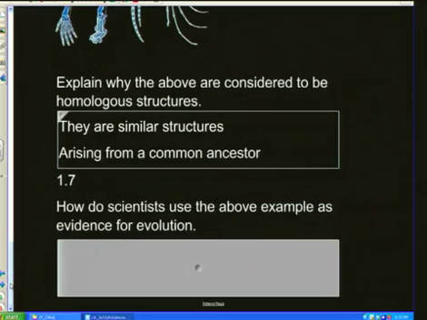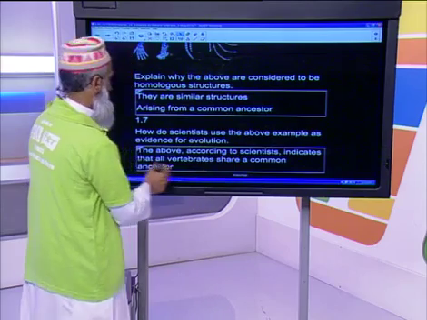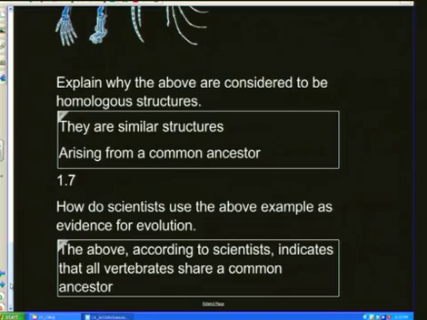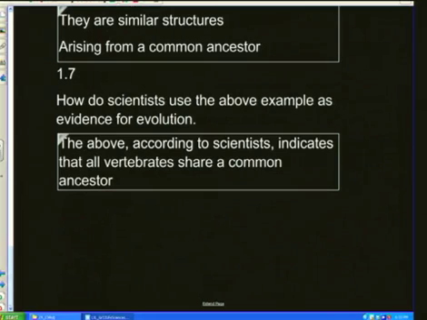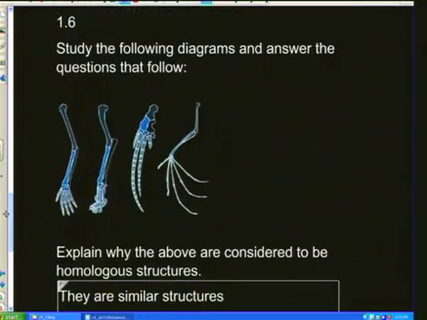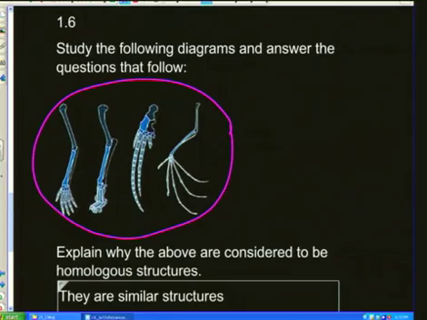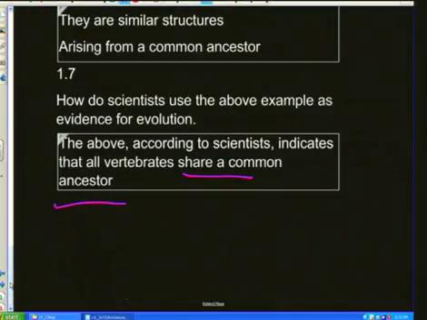How do scientists use the above example as evidence for evolution? Because that structure was passed down through the generations. Because of the similarities, good, that all vertebrates share a common ancestor. This says that because they're all so similar in their design, these are all from different vertebrates. Therefore, the scientists are saying that all vertebrates share a common ancestor, hence proof of evolution taking place.